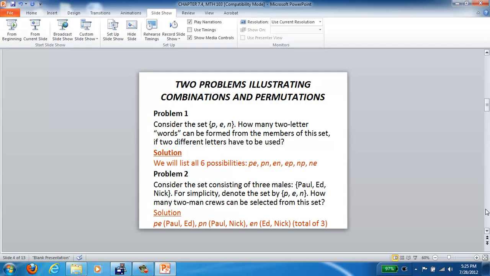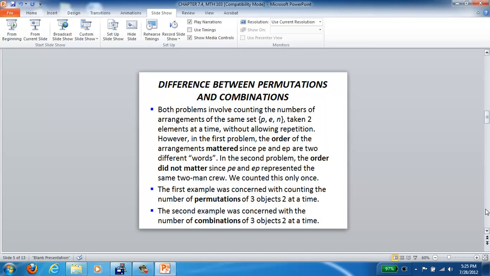Now let's see the same problem, however we now have 3 males: Paul, Ed, and Nick. So how many 2-man crews can be selected from this set? We may have Paul and Ed, Ed and Nick, and Paul and Nick. So the answer is going to be 3. Don't forget, Nick and Paul and Nick and Paul is the same crew. So from these 2 problems we see that the difference is going to be the order.